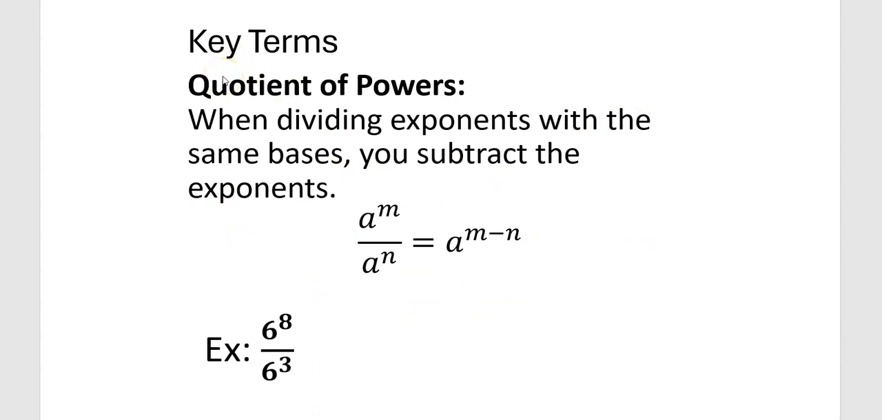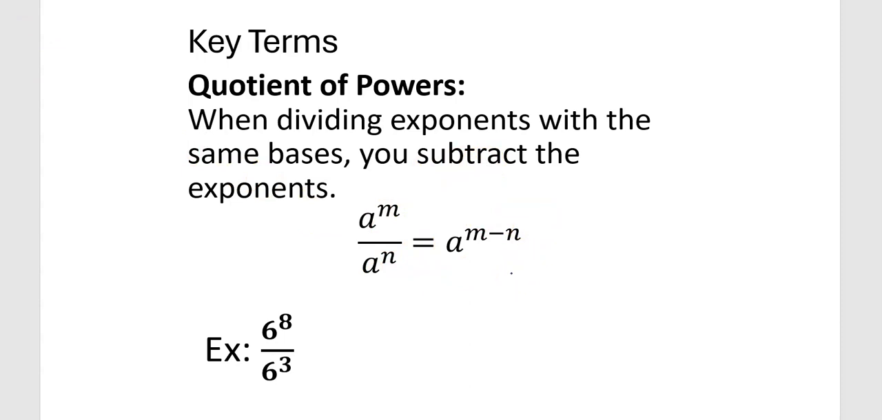All right, so our next property is the property of the quotient of powers, so quotient being division. So when dividing exponents with the same bases, you subtract the exponents. And it's the same problem as we had before.